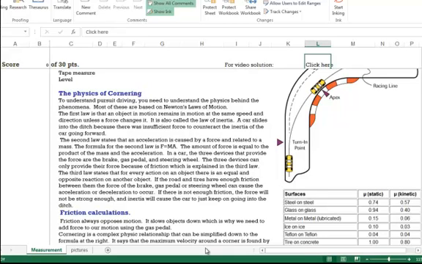In a car, the three devices that provide the force are the brake, the gas pedal, and the steering wheel. The three devices can only provide their force because of friction, which is explained in the third law. The third law states that for every action on an object, there is an equal and opposite reaction on another object. If the road and tires have enough friction between them, the force of the brake, gas pedal, or steering wheel can cause the acceleration or deceleration to occur. If there's not enough friction, the force will not be strong enough, and the inertia will cause the car to just keep on going into the ditch.